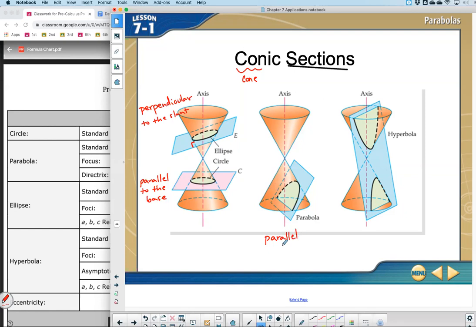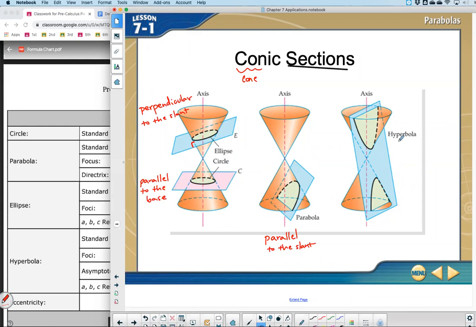It will be parallel to the slant. So again, a lot of these shapes don't have to be perfectly perpendicular to the slant or parallel to the slant to still form ellipses or parabolas or hyperbolas. But the one thing that does have to be perfectly true is the circle, and that's why it's a red plane here, it has to be parallel to the base.